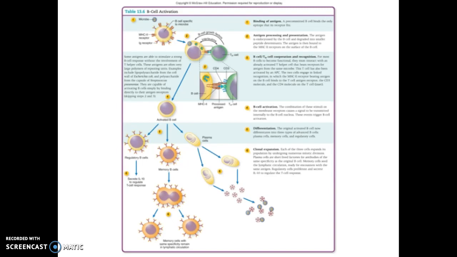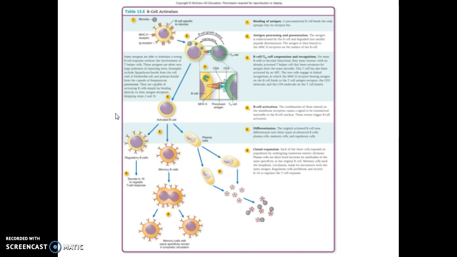Then the T helper cell and the B cell actually come into contact with each other through those surface proteins. The T cell gets activated by the binding of that antigen, and the T cell is then going to secrete different cytokines that will basically come from this cell over and activate the B cell. So here in step 4, you have the activated B cell.